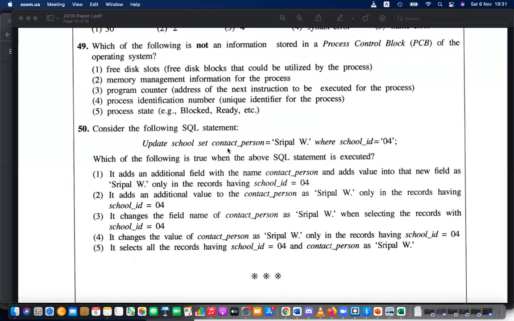It changes the field name? No, it's not changing the field name, it's changing the field value. It changes the value of contact person to Sripal W only in the records where the school ID is 4. Yes, that is the exact answer. So 4 is the answer for question number 50. Self-explanatory.